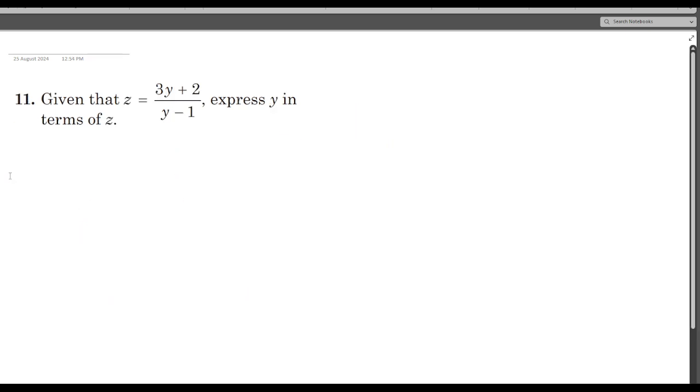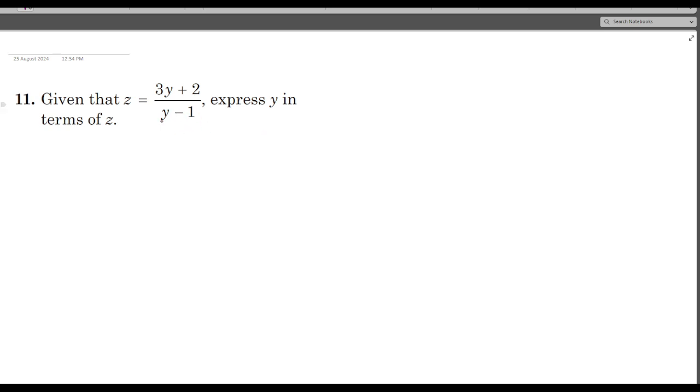Now question number 11. Given that z is equals to 3y plus 2 upon y minus 1, express y in terms of z. Okay, now what I have to do, I have to bring all y on one side. Now you can say that, okay, here all y is on one side, but not like this.